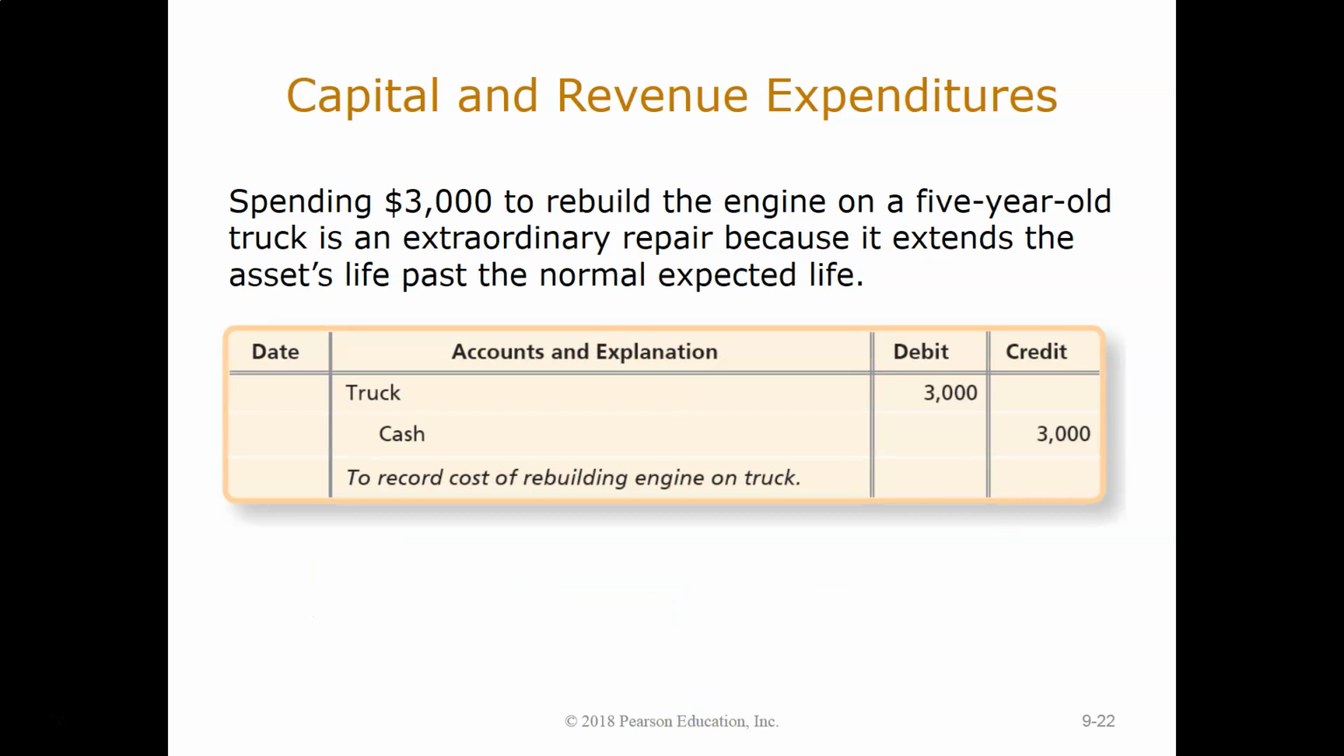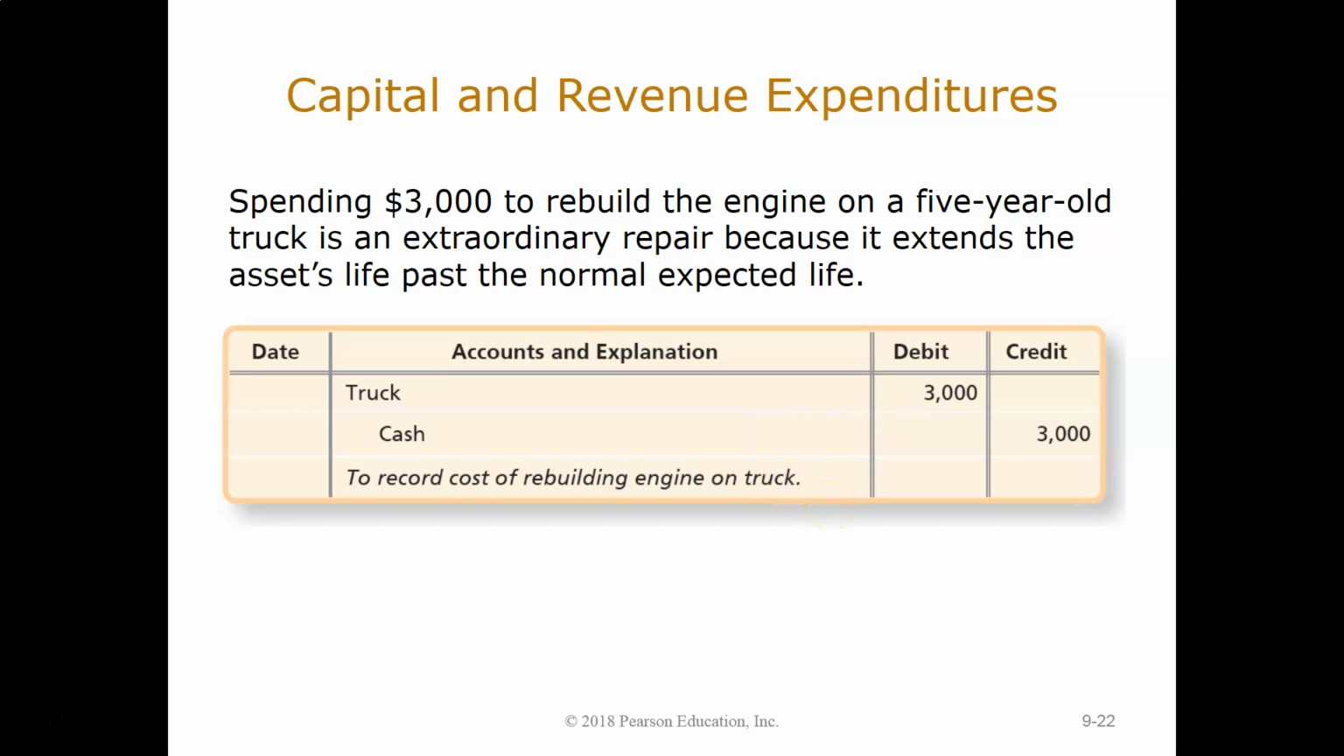As an example, spending $3,000 to rebuild the engine on a 5-year-old truck is an extraordinary repair because it extends the asset's life past normal expected life. That means we're going to capitalize it. How do we do that? We debit the truck. The truck is already on our books, but by debiting it for $3,000, we're adding to that cost. We're adding to the value it is listed on our financial statements with. We are crediting cash for $3,000.